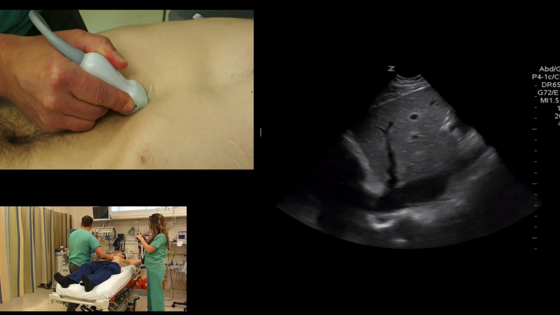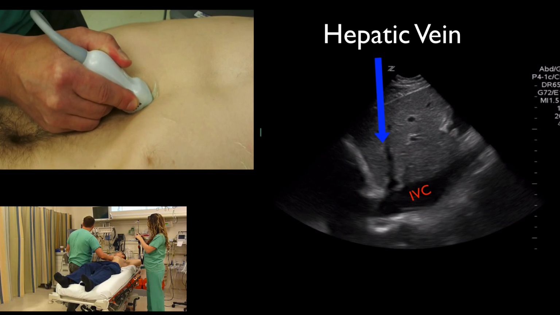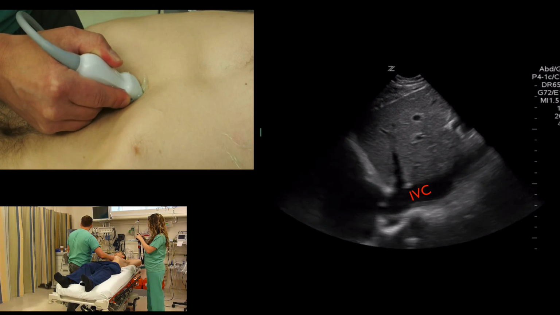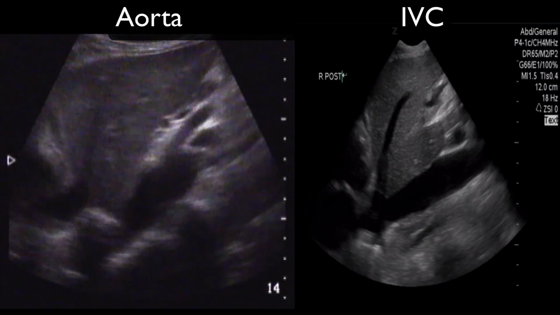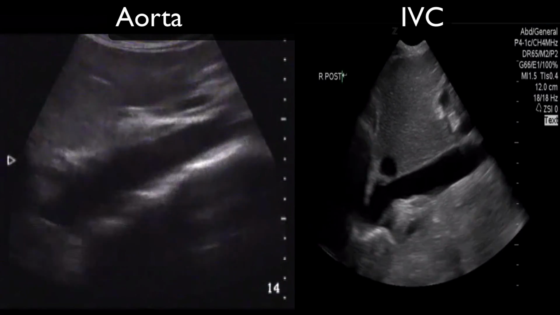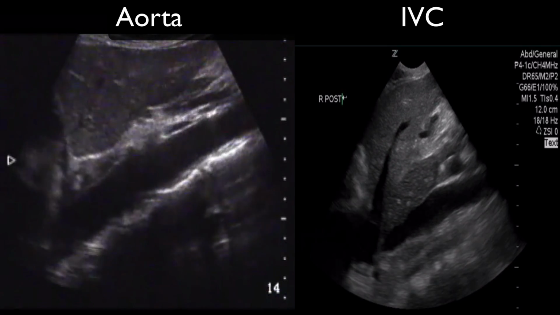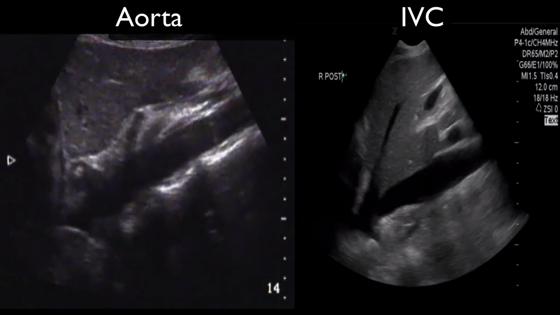The abdominal aorta has a thick wall which looks bright white on the screen, and it sits right on top of the vertebral bodies, which are also bright. The IVC can be distinguished because it's got thin walls and it dumps right into the right atrium, and it also has the hepatic vein dumping into the IVC.